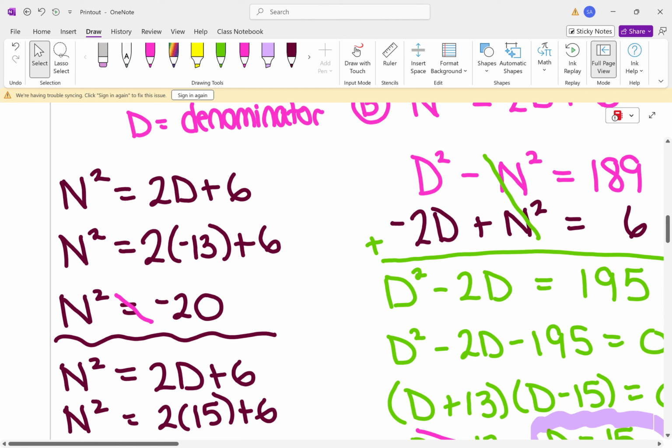Right here, when we plugged in negative 13, see where it says n squared equals negative 20? At that point, we'd have to square root it. I see. I think they rejected that.